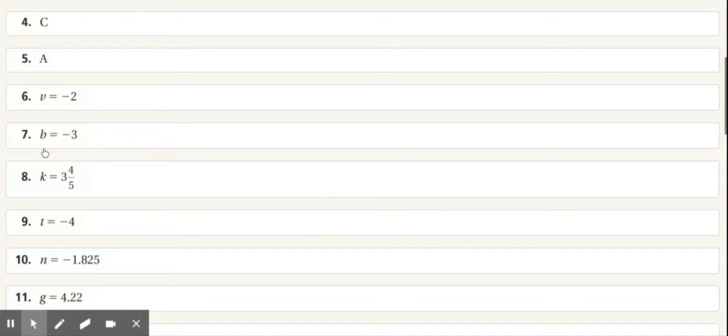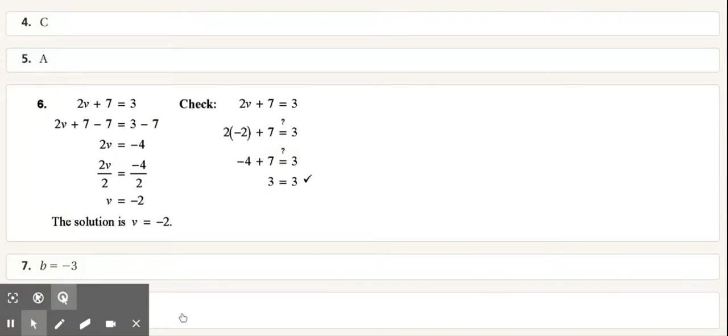Also, I'm going to show the work and the check. Like I said, pause as you need to, because I'm just going to tell you what the solution is, what the variable is for each one. So if I go fast, just pause so that way you can check out your work.